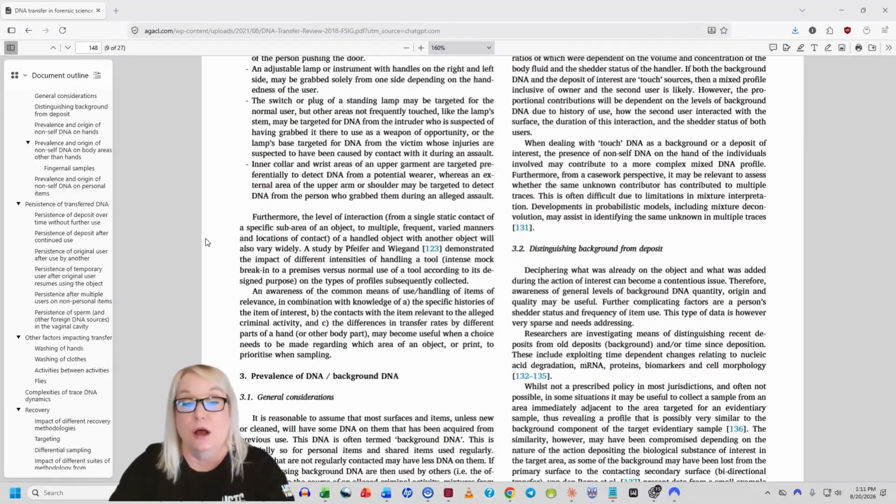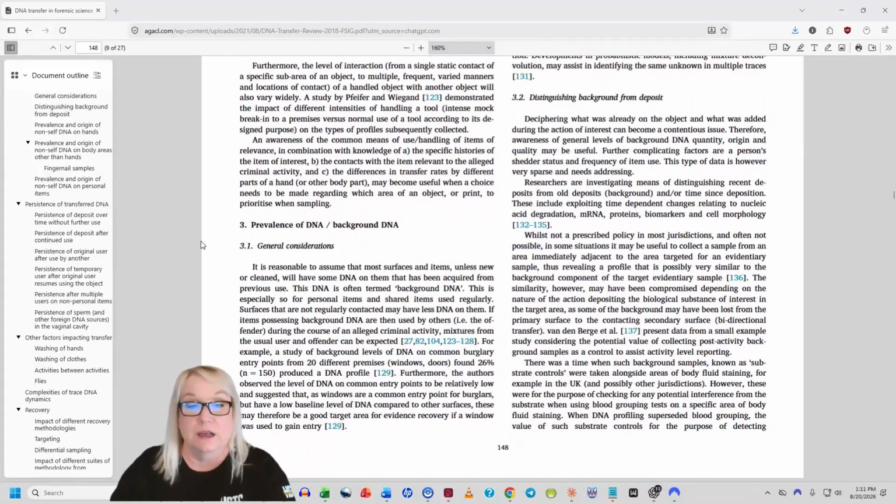In awareness of the common means of use, handling of items of relevance in combination with the knowledge of A, the specific histories of the item of interest, B, the contacts with the item relevant to the alleged criminal activity, and C, the differences in transfer rates by different parts of a hand or other body part may become useful when a choice needs to be made regarding which area of an object or print to prioritize when sampling.